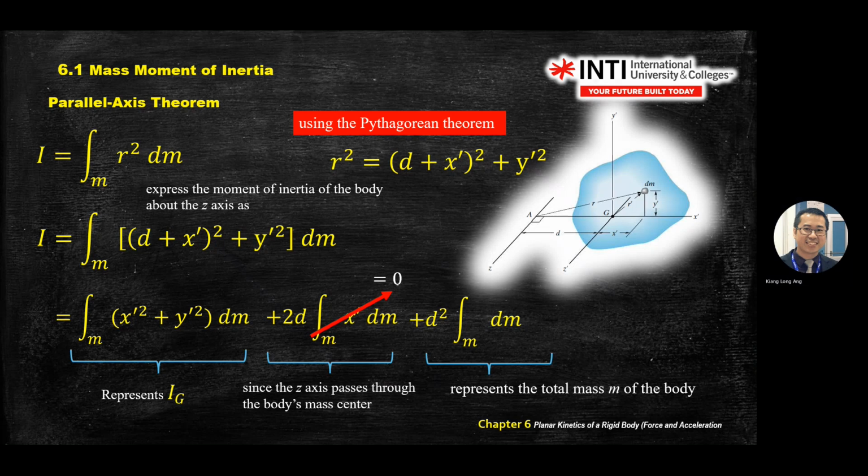Okay, so we derive using the moving axis here, x prime, y prime, and focus on a single mass. So we derive I equal to integrate r squared dm, substitute r squared equal to d plus x prime square plus y prime square. Inside here, you do the derivation, you arrive at 3 terms. But one of the terms becomes 0 because this one passes through the z-axis. So you have the effect of center of mass, G, and the total mass of the body. Okay.